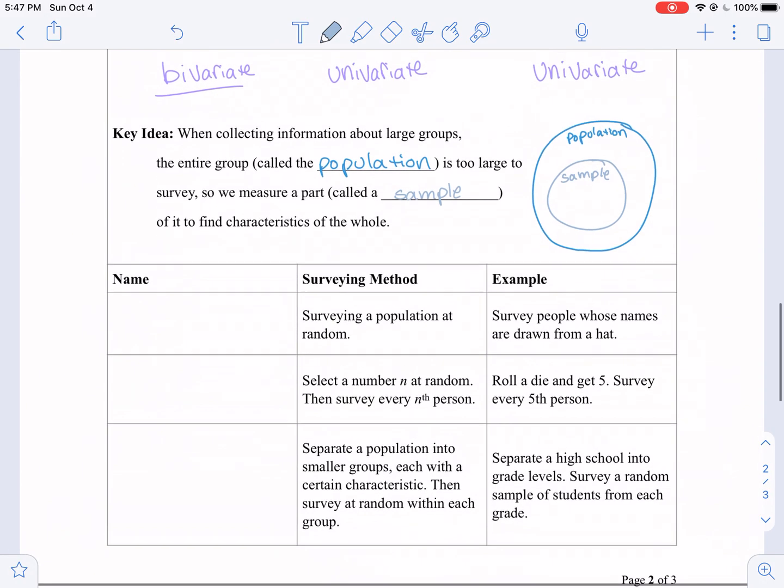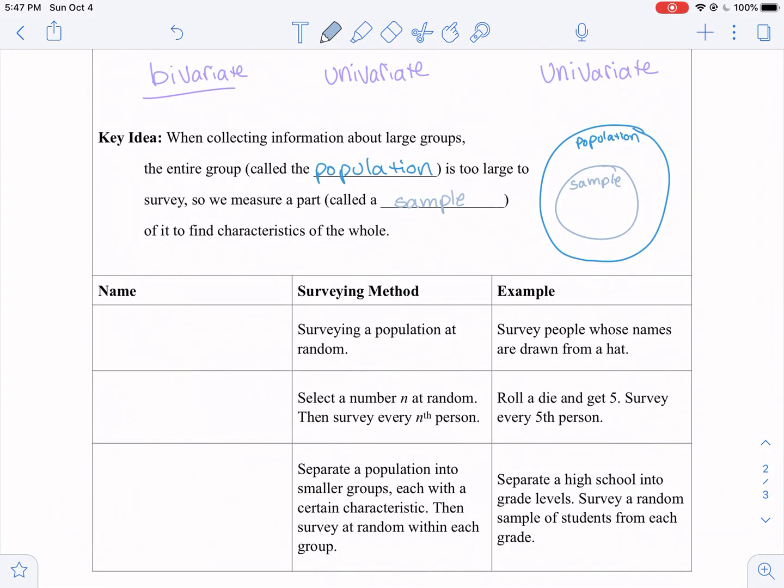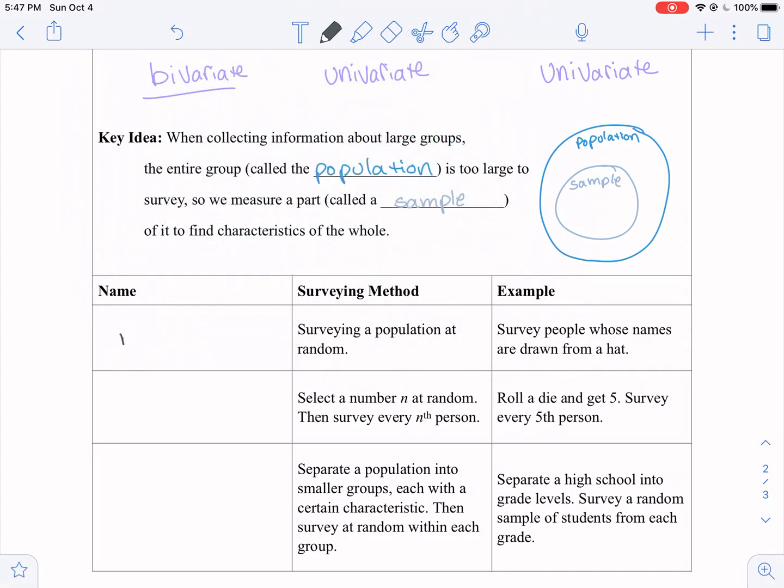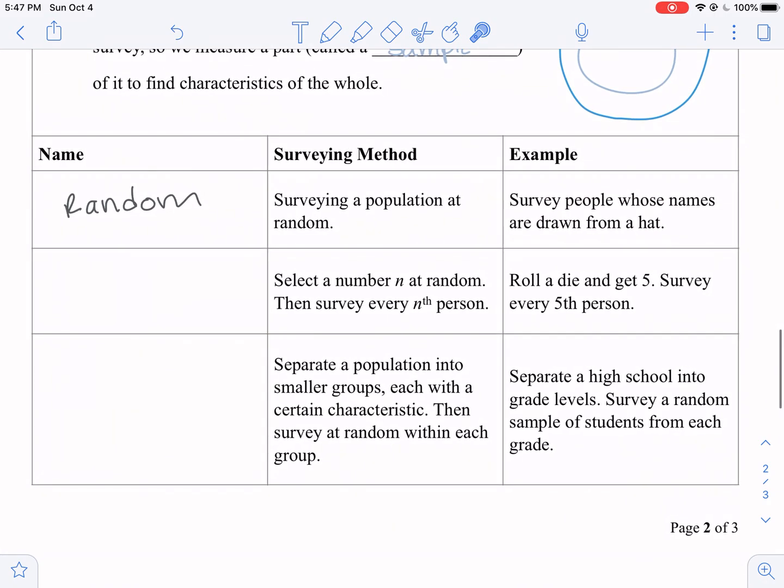Now, it's important to keep in mind what kind of sample we have. There are 3 ways to take a survey. There are 3 ways to find out what your sample is. The first way is my favorite way. We call it random. When you have a random survey, all you're doing is randomly picking people. Like you could put everyone's names in a hat, or you could draw your ID numbers randomly from a number generator. You could flip a coin, and if it's heads, you get pulled, and if it's tails, you don't get pulled.